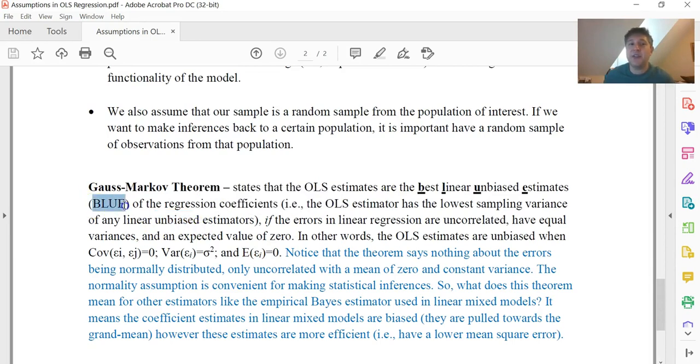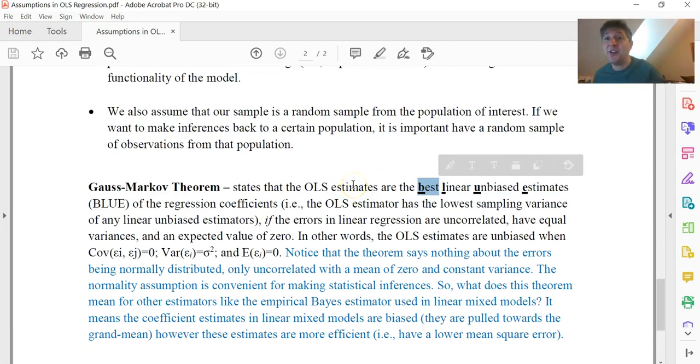You might hear the regression coefficients called BLUE sometimes, and that's just an acronym for best linear unbiased estimate. So in the class of linear unbiased estimates, the OLS estimators have the lowest sampling variance. That's what makes them the so-called best.